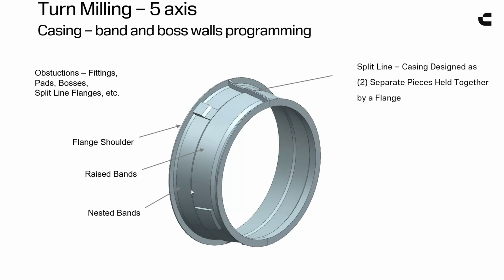So it could be conical or cylindrical. Could have bosses or nested bands in the way, split lines, whatever it might be. Just a really good solution, and you can do that because of the capabilities of the 5-axis or multitask machine that you're using.